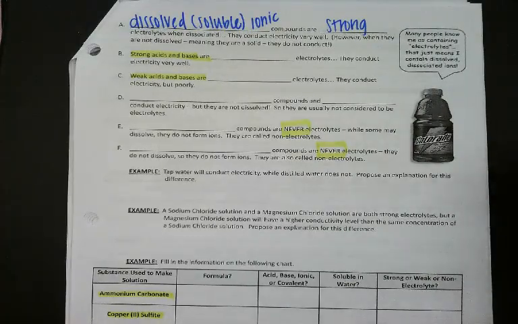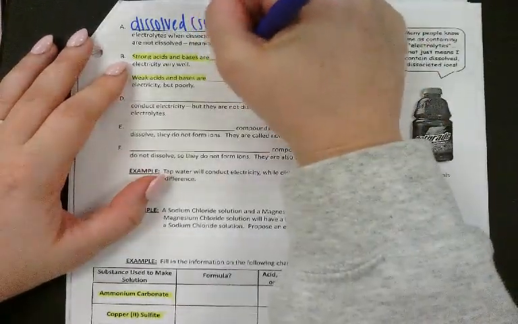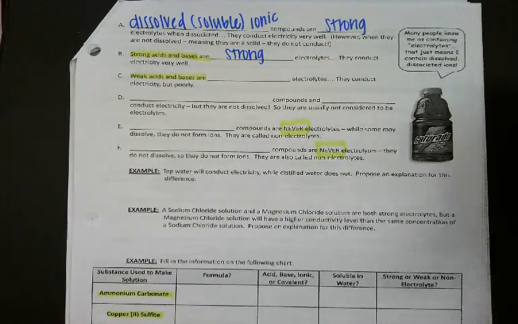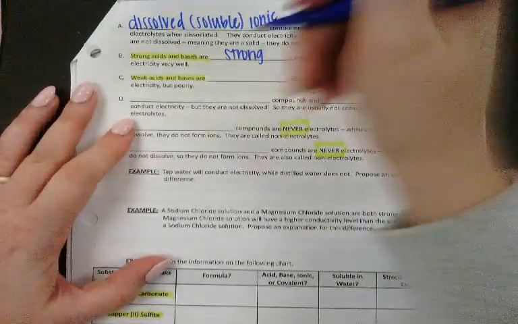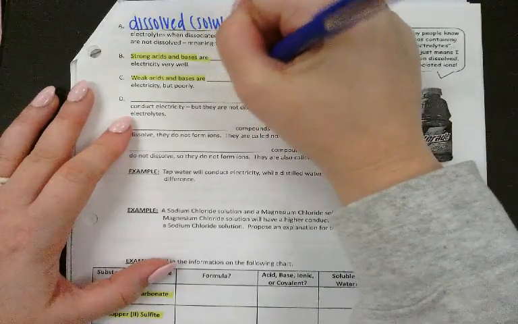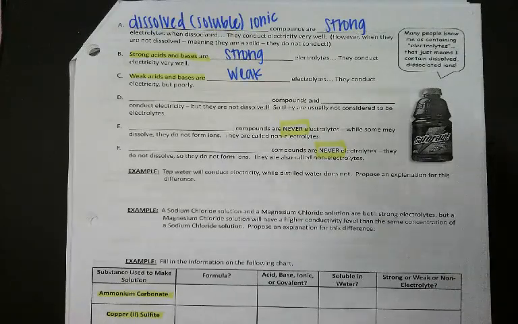Okay? So, next one. Strong acids and bases are strong electrolytes. Why is it that strong acids and bases are strong electrolytes? What did we say about strong acids and bases? They fully dissociate. Whereas weak acids and weak bases are weak electrolytes. Why? Because they only partially dissociate. So they do conduct electricity, but it's very poor. So you're going to get a very dim light. Okay?